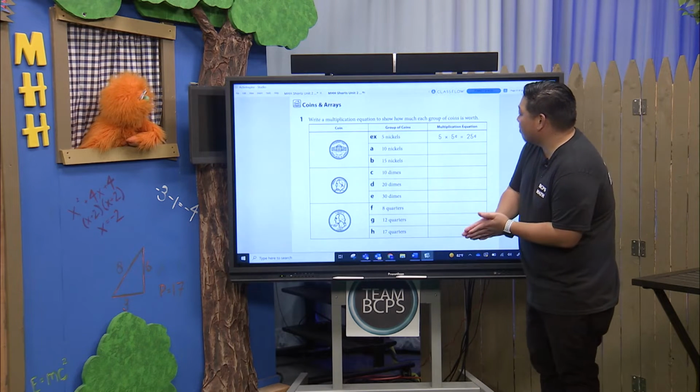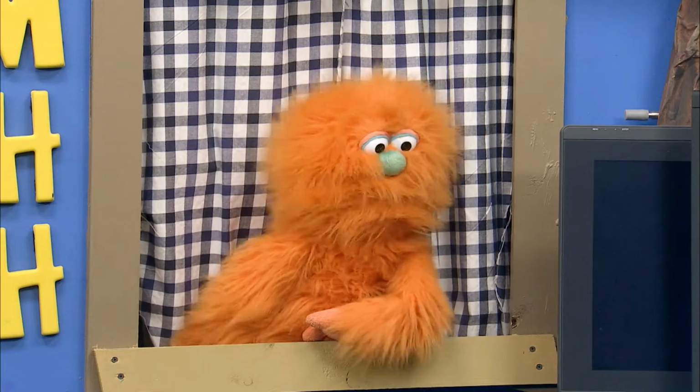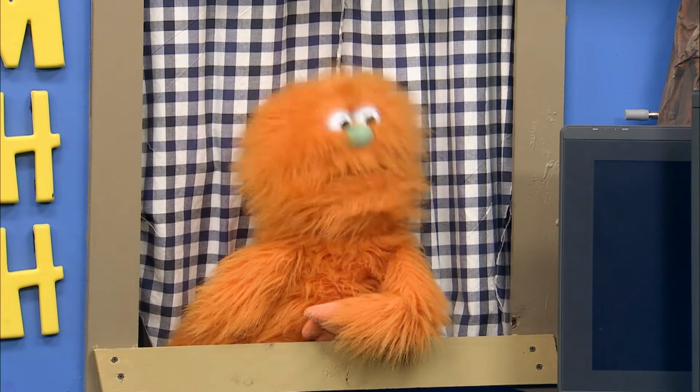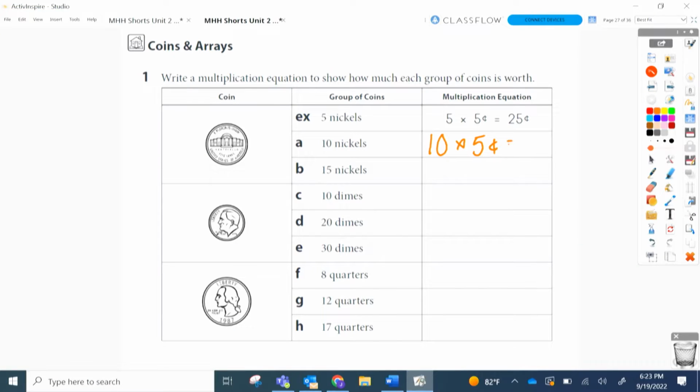All right, so the first example is already done for us. 5 nickels, 5 times 5 cents equals 25 cents. So let's go ahead, I'm going to pick my favorite color, orange. And let's see, 10 nickels. What multiplication equation can we use to show 10 nickels? Let's see. I guess we would say 10 times 5 because nickels are 5 cents each. Yep. And how much would that equal? 50 cents. 10 times 5. Makes sense to me.